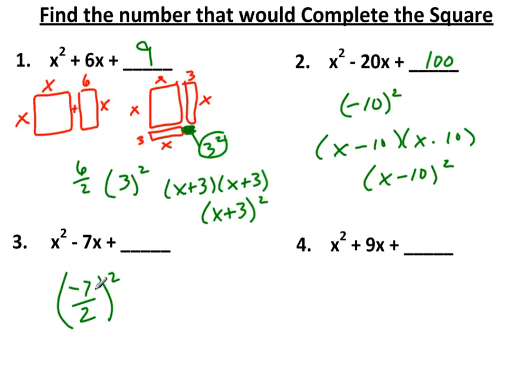Well, when you square a fraction, you just square the numerator, which is 49, and square the denominator, which is 4. This would factor to x minus 7 halves times x minus 7 halves, or I could just write it as x minus 7 halves squared.